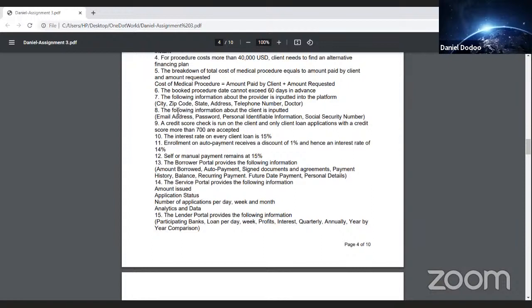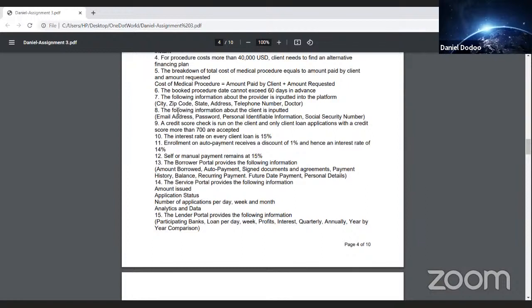And the following information should be inputted into our provider platform. That is the city, the zip code, the state, the address, telephone number, and the name of the doctor, the one who is providing that medical service. All this is information about our medical healthcare provider.